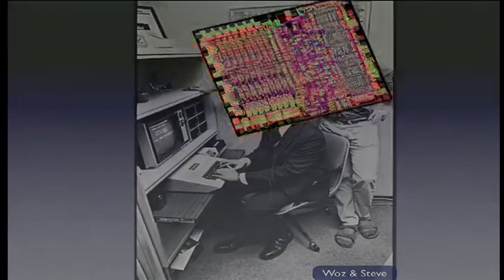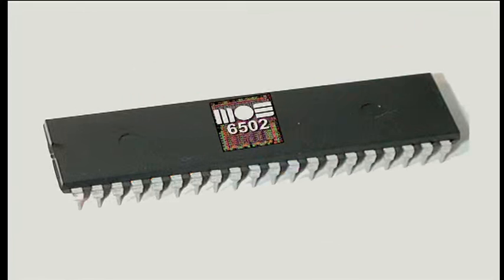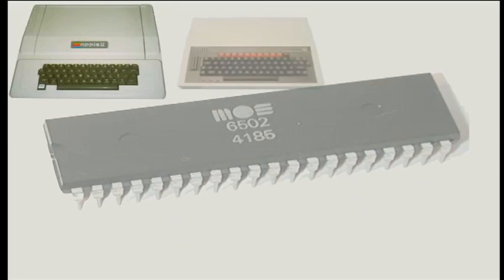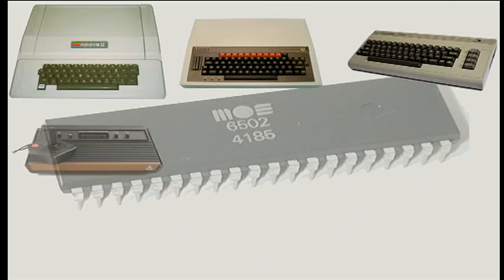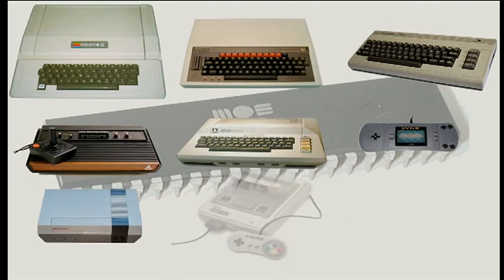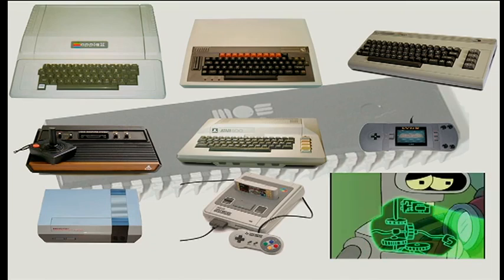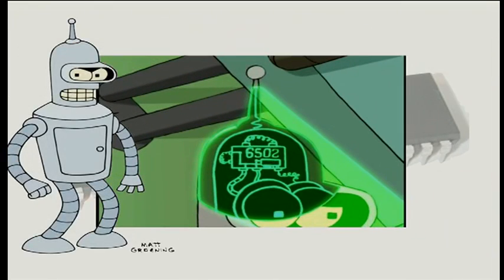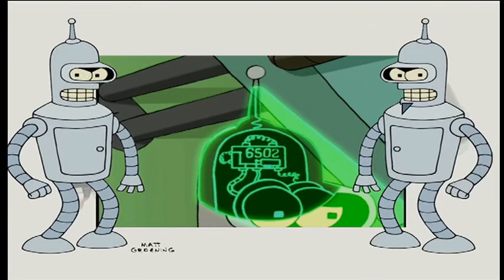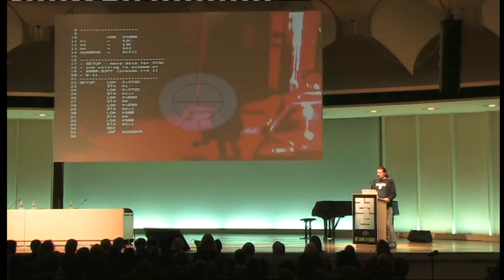Was a very popular CPU. Which got used in all of these. The Apple I, the Apple II, the BBC Micro, all the Commodore series, all the Atari 8-bits, the gaming consoles, and the Atari system, and the Nintendo Entertainment System, the Super Nintendo, and of course, Bender and Flexo. Not to forget also the T800 Terminator series.